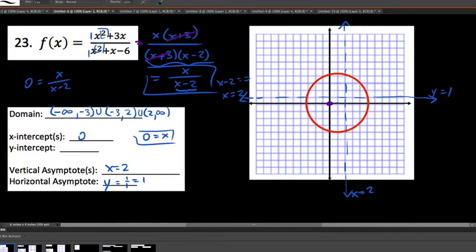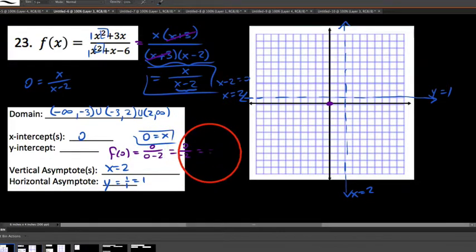Kind of stupid question, but what's your y-intercept? Well, it'd have to be 0. But let's go find this. We'll plug in 0 for x. We see that f of 0 here, using our simplified form, it's not going to matter which one you use, is 0 minus 2. We get 0 over negative 2 here is 0.